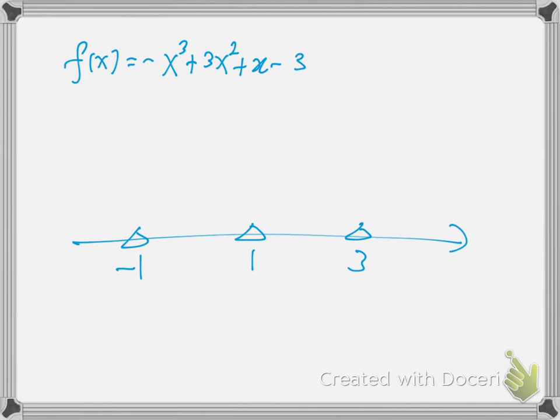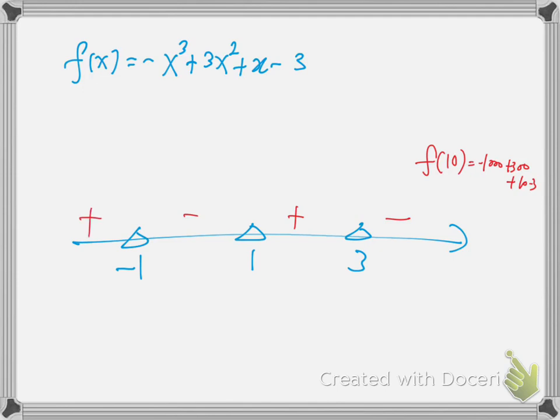Okay, so now again, we look at the first sign here. F of 10, just like the inequality. So this will be -1000 plus 300 plus 10 minus 3, so this is negative. And then we switch the sign because these zeros are all linear, no repeating 0.